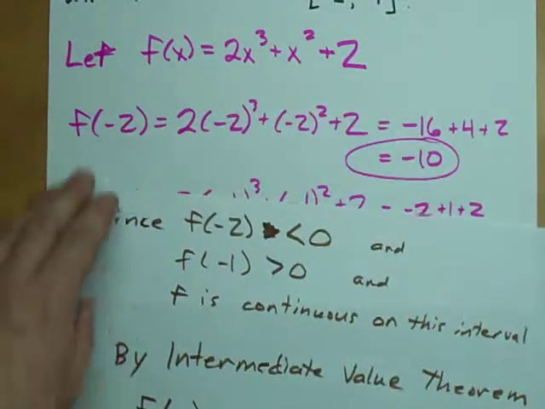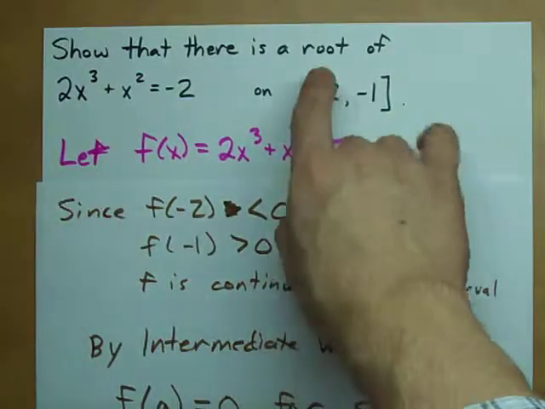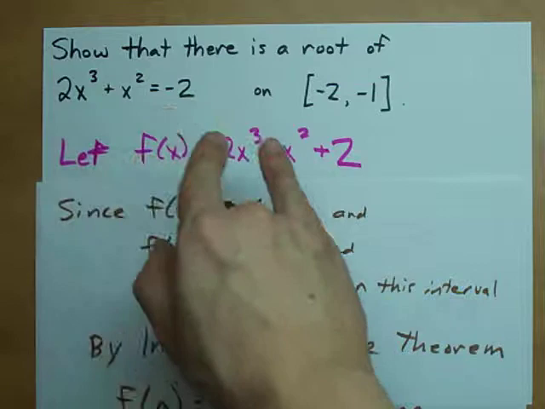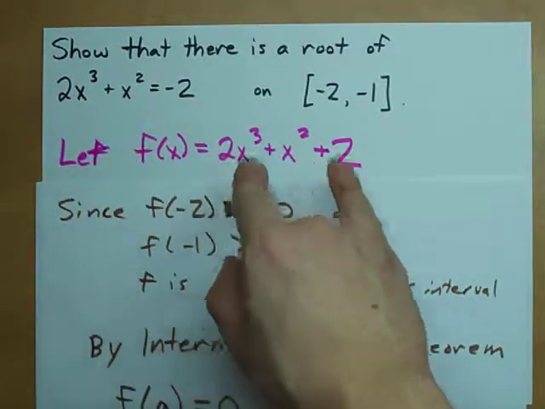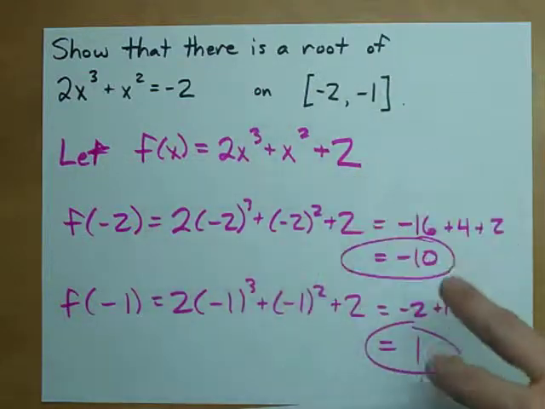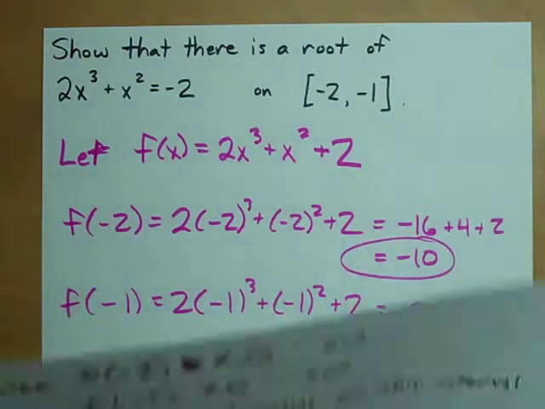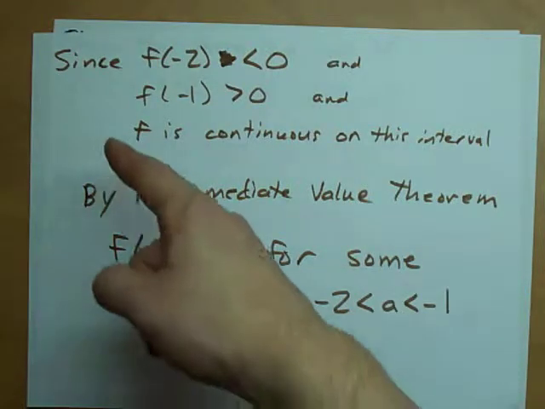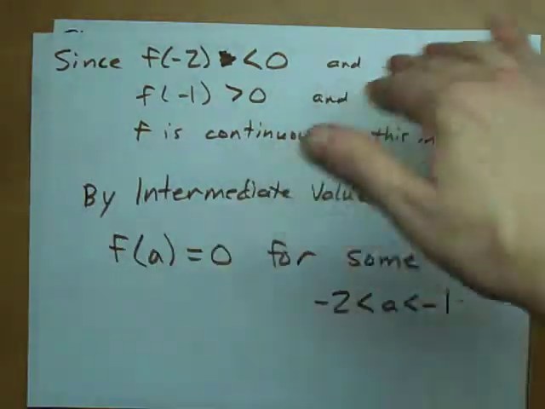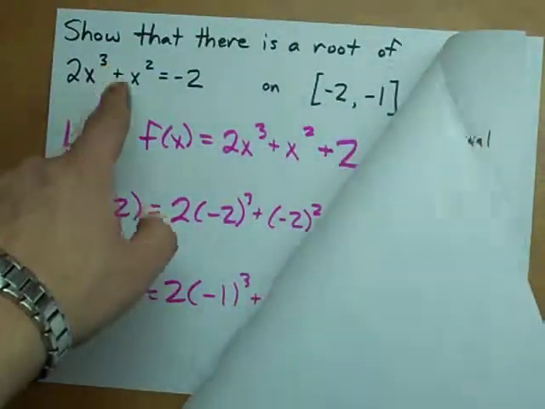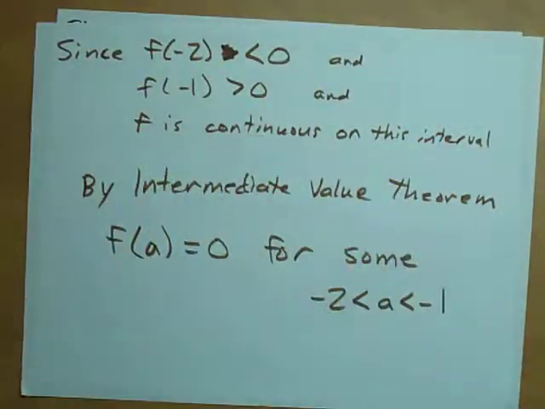Beautiful. It's as easy when they ask you to prove that there's a root as creating a function that equals 0 wherever the roots are, plugging in one of the values, plugging in the other value, making sure one's positive and one's negative, and then citing the intermediate value theorem to say, hey, if it's negative here and positive there, it's got to be 0 somewhere in there, and therefore, by extension, this has a root. Boom! Best of luck.